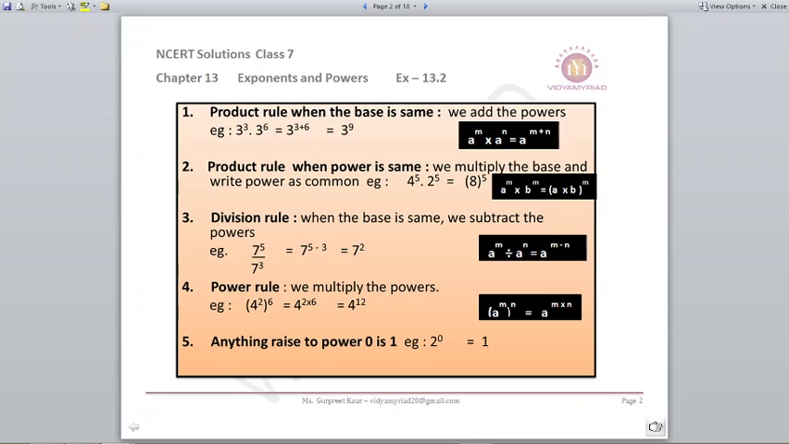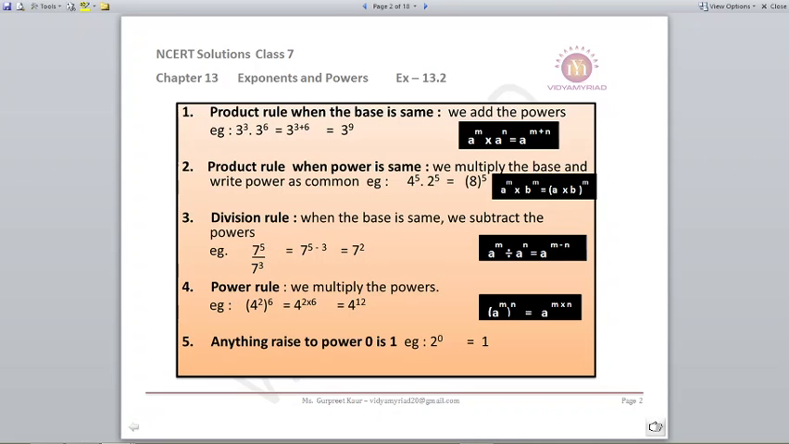Number 1 is the product rule: when you have the same base, you will add the powers. Number 2, when your base is different, that is 4 is multiplied by 2 but the power is the same, in that case you will multiply the base. So 4 into 2 will become 8, 8 is whole raised to power 5.